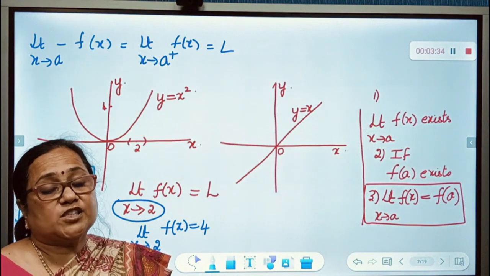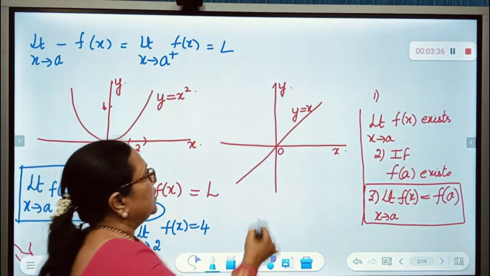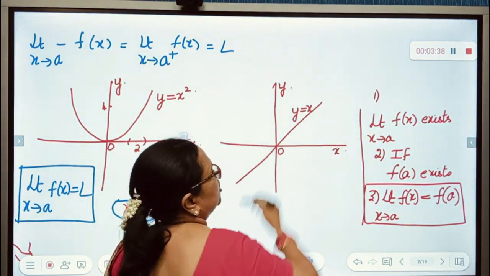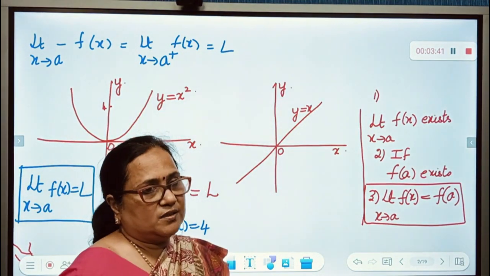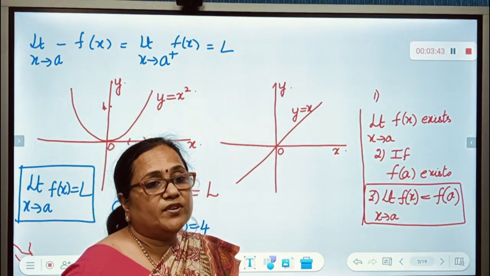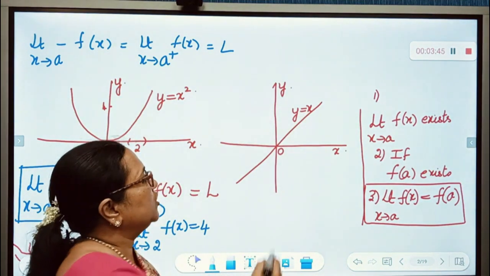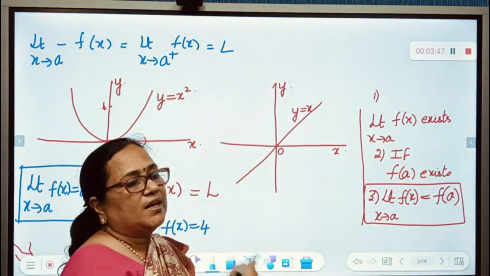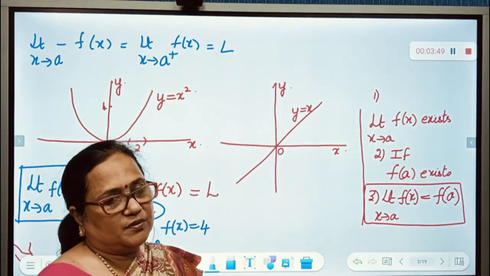There are no breaks or gaps in the graph. Now, this is the identity function y equal to x. Can I draw this graph without lifting my hand? Yes. Therefore, this graph also represents the graph of a continuous function.